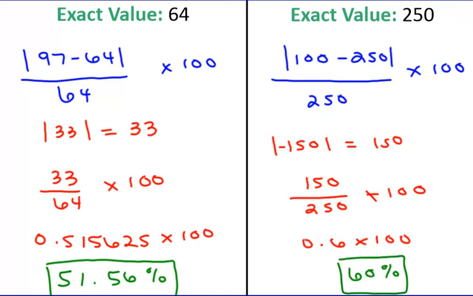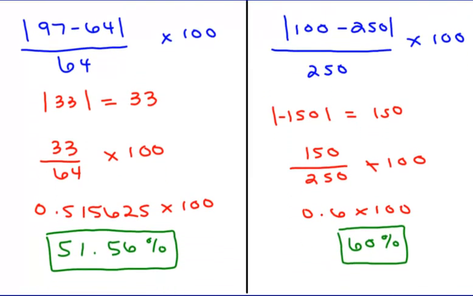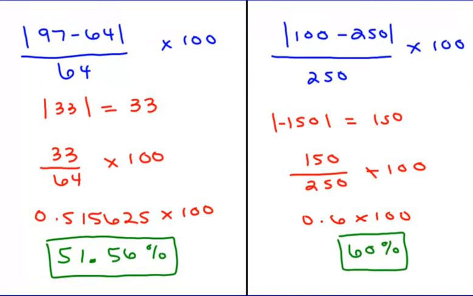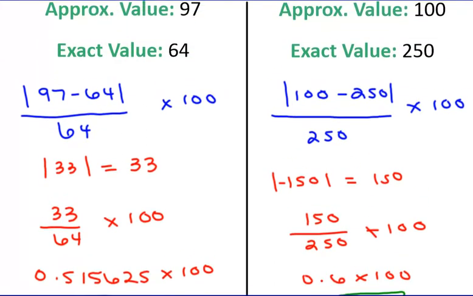All right, go ahead and hit pause if you're not done. So for the first one, we had 97 minus 64, which gave us the absolute value of 33. So we have 33 over 64 times 100. Now, when you did 33 divided by 64, you got this exact decimal here, which is still too long. So you did times 100, round to the nearest hundredth, and you got 51.56%. Now remember, the higher the percentage, the farther off you were in the given situation. And that'll make more sense in a second when we look at some real life problems.